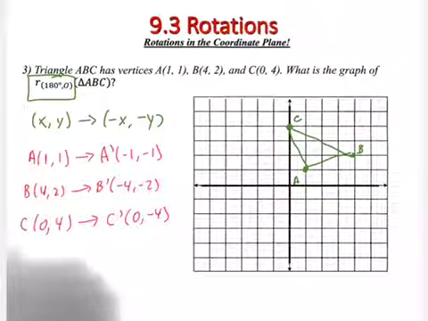So now we just want to plot our points to show our rotation. So negative 1, negative 1, A prime, negative 4, negative 2, B prime, and then 0, negative 4 is C prime. And so this is our image after the rotation of 180 degrees counterclockwise.